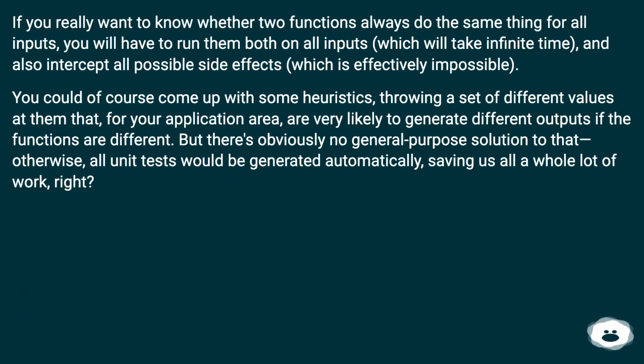If you really want to know whether two functions always do the same thing for all inputs, you will have to run them both on all inputs, which will take infinite time, and also intercept all possible side effects, which is effectively impossible. You could of course come up with some heuristics, throwing a set of different values at them that, for your application area, are very likely to generate different outputs if the functions are different. But there's obviously no general purpose solution to that, otherwise, all unit tests would be generated automatically, saving us all a whole lot of work, right?